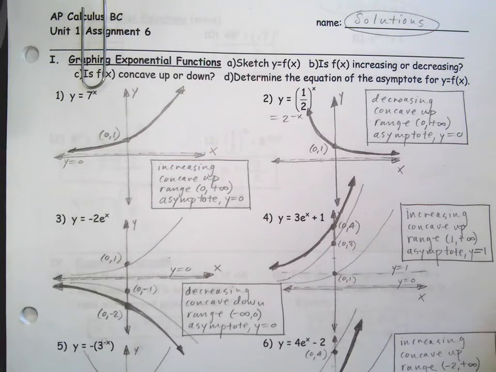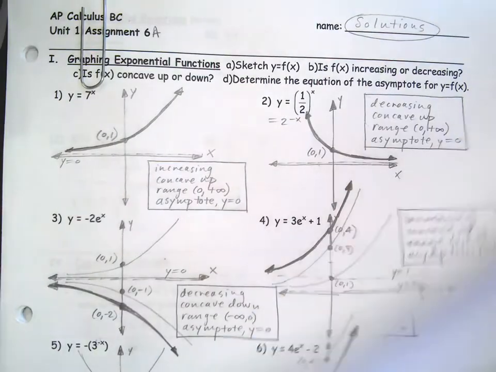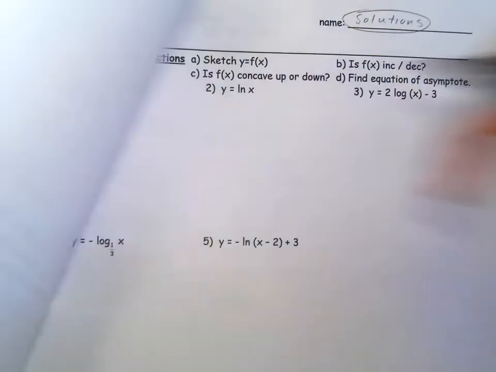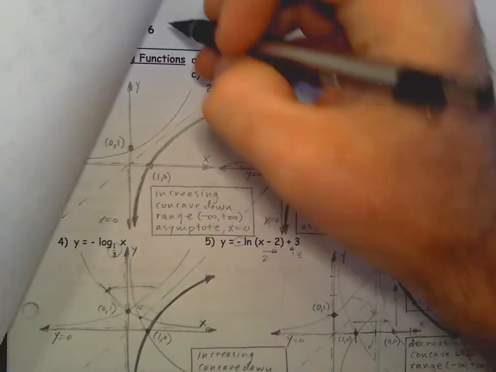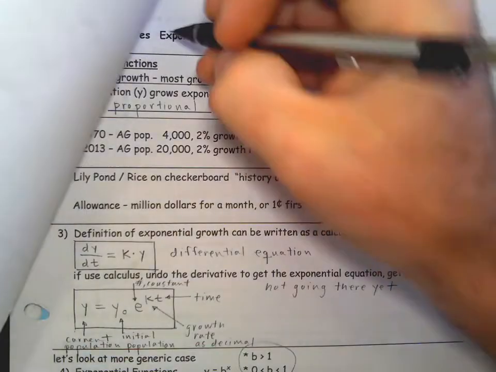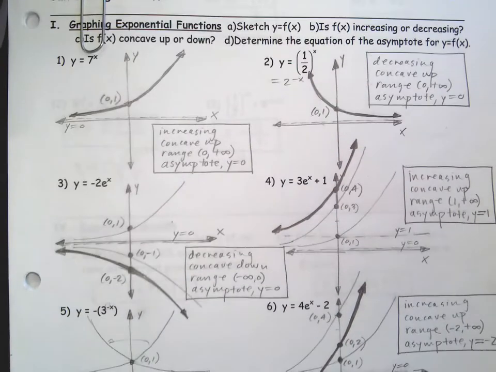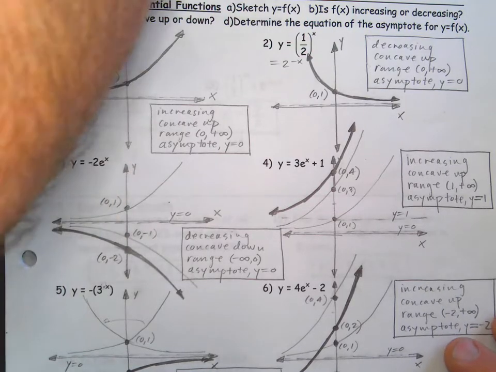Okay, on assignment 6, I guess we're calling this 6A, the exponential one, and 6B is the log one. So these are the answers, the graphs. I'll go ahead and go through them.